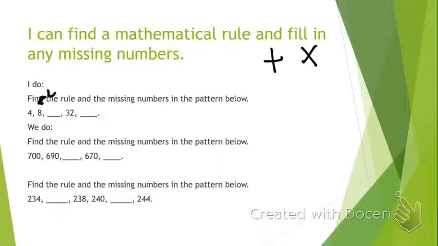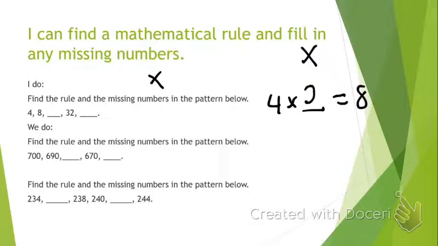So 8 plus 4, 8, 9, 10, 11, 12. Okay, so I think that's 12. 12 plus 4, does that equal 32? No, it doesn't. So +4 is not going to work. So that means it's not plus. That means it's multiplication, okay? So something times something. Okay, well 4 times something equals 8. And I need to figure out what that something is.